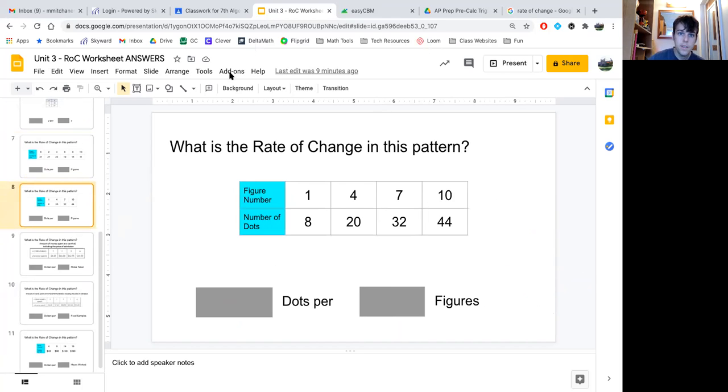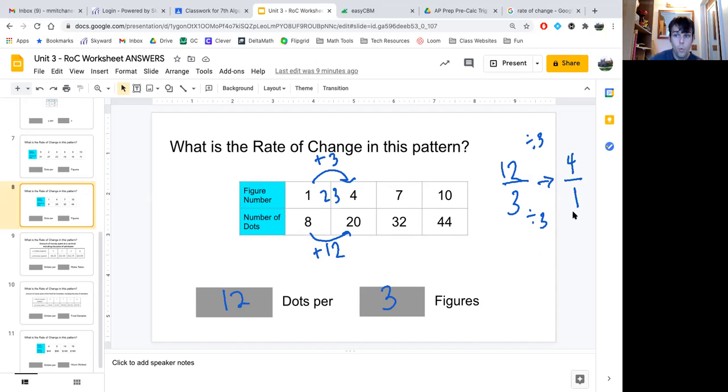All right, let's look at this one here, rate of change. We are going by 3, so we're actually skipping 2 numbers in here. We're increasing by 3, and we are increasing from 8 to 20, which is an increase of 12. So it is 12 dots per 3 figures, 12 over 3. That rate can be simplified. We divide both of these numbers by 3. That rate can simplify into 4 dots per 1 figure. So this would be our reduced rate, 4 dots per 1 figure.